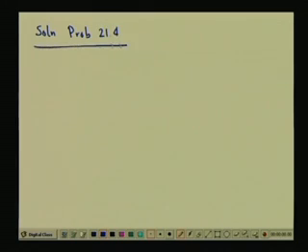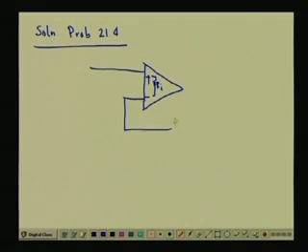Solution to problem 21.4. The op amp given in the problem can be represented like below. We can draw it like this, with plus and minus terminals. It has a very high input resistance Ri, and the signal is coming here and here. This is Rf, which is 2 kilo ohm, and this is R1, 1 kilo ohm.